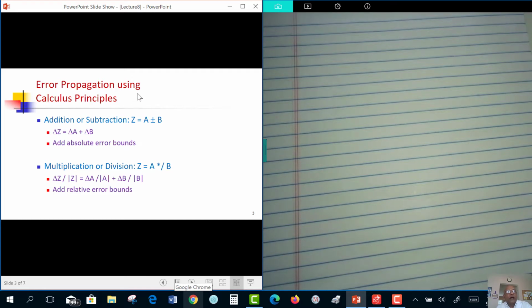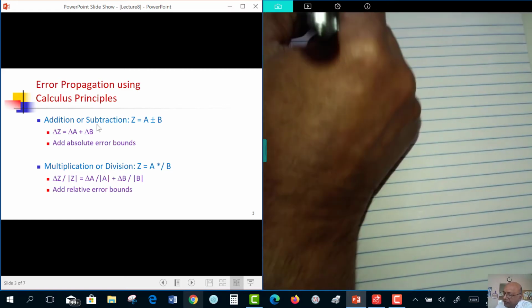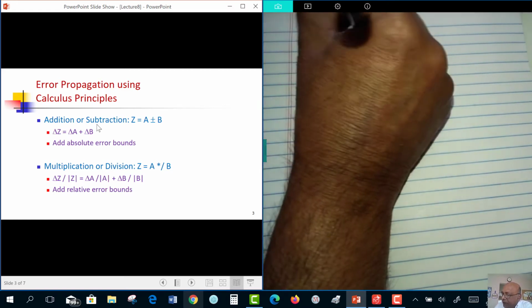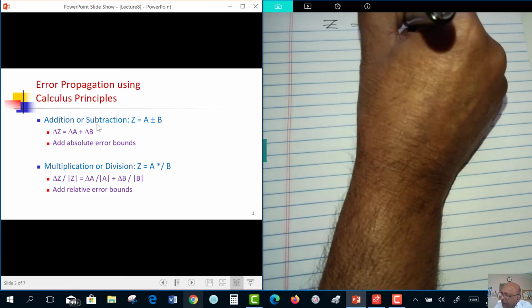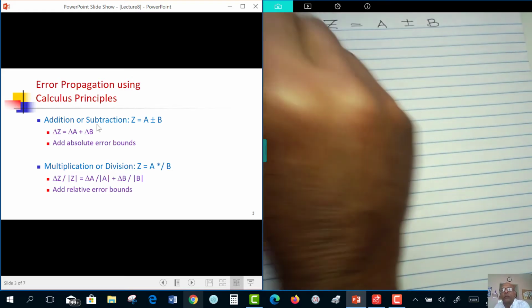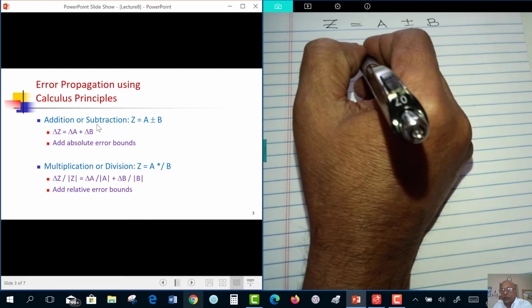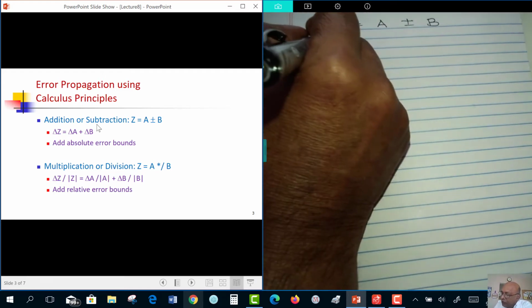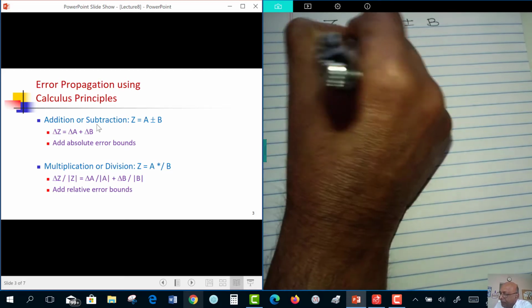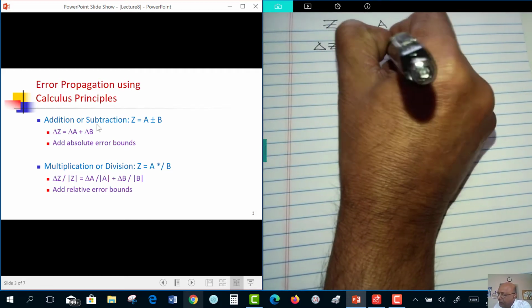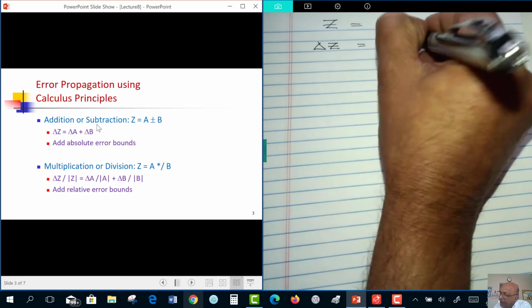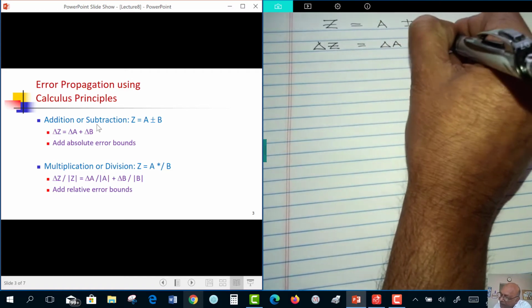So we are going to look at error propagation using calculus principles. Before we get into more involved things, let's look at addition or subtraction. So let's suppose we are given two numbers, A and B, and we want to perform either addition or subtraction. So if we take the partial derivative of this, we will get delta A plus minus delta B.